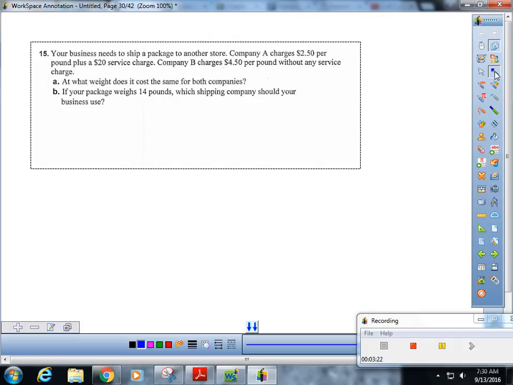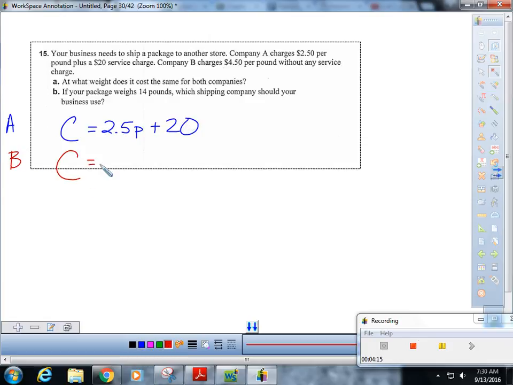So company A has a cost, we'll have A be in blue. Company A has a cost of 2.5p, for pounds, plus 20, okay? Company B also has a cost equation, and that's 4.5 per pound without a service charge, okay? Actually, it would be stupid of me to use graphing to do this. So I'm not even going to do that, because it didn't tell me that I had to.